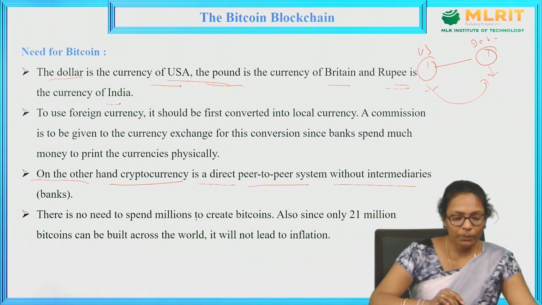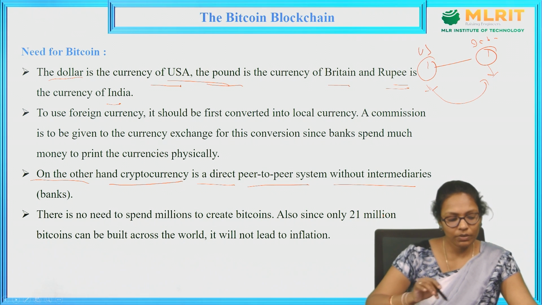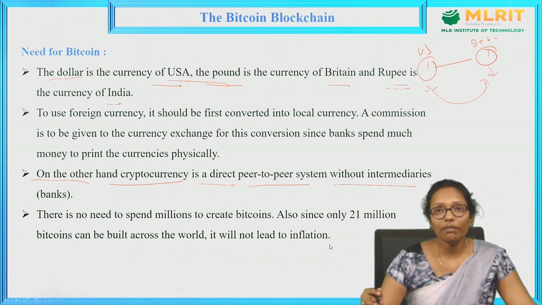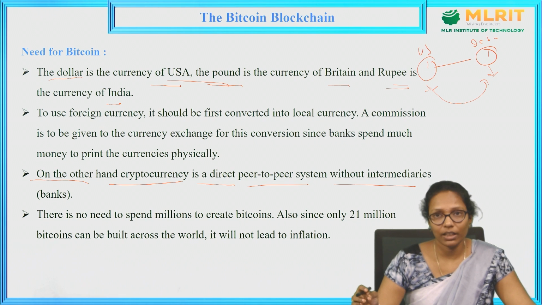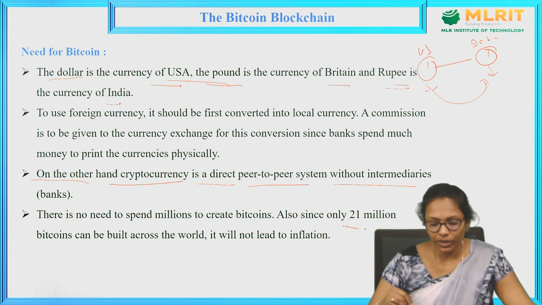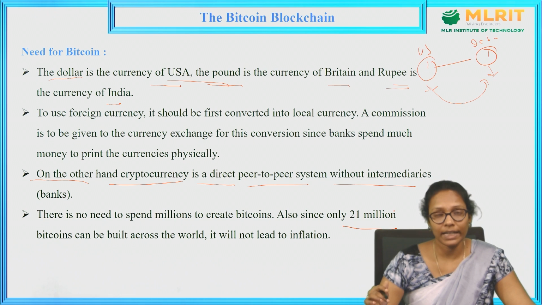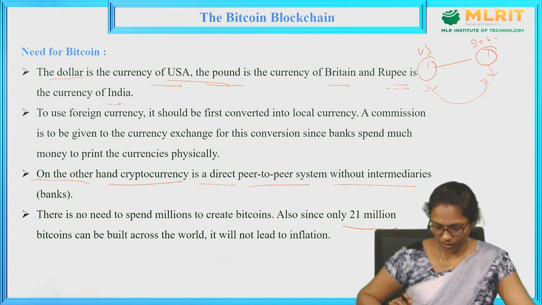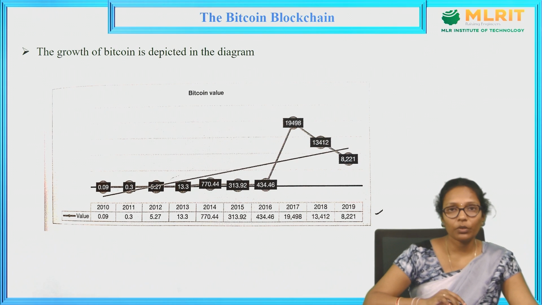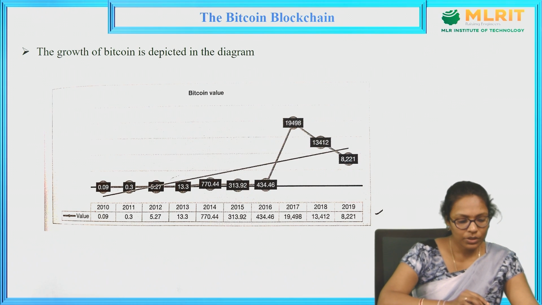There is no need to spend millions to create Bitcoins. Also, since only 21 million Bitcoins can be built across the world, it will not lead to any inflation. We have a limited amount of Bitcoins already initiated. Only 21 million Bitcoins are introduced, and there is no new production of Bitcoins. We have a limited stock of Bitcoins. The growth of Bitcoin is depicted in this diagram. In 2010, the Bitcoin value was $0.09, whereas it has increased.